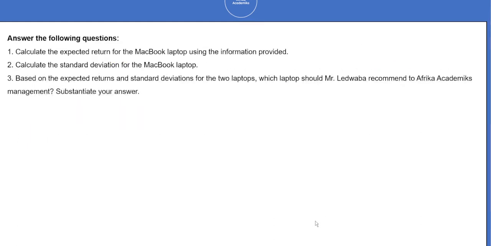So the question here says, calculate the expected return for the MacBook laptop using the information provided. So we're going to calculate the expected return of the MacBook laptop. Remember, that's the information that we do not have.